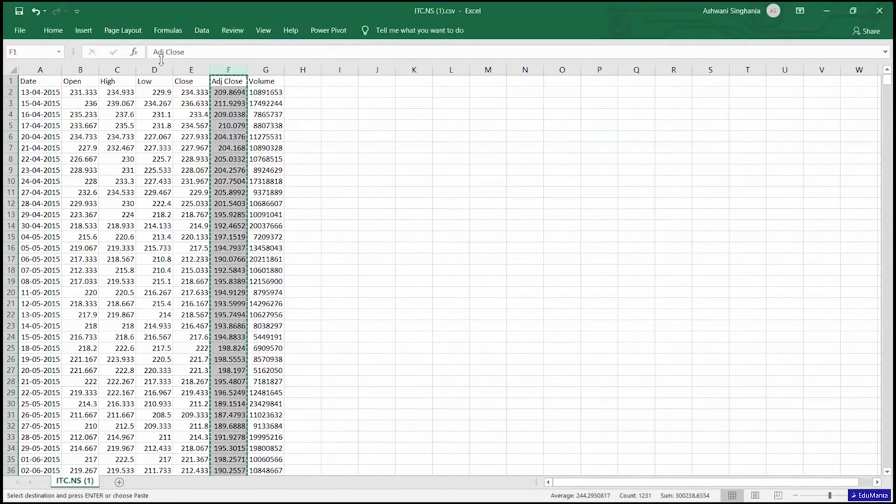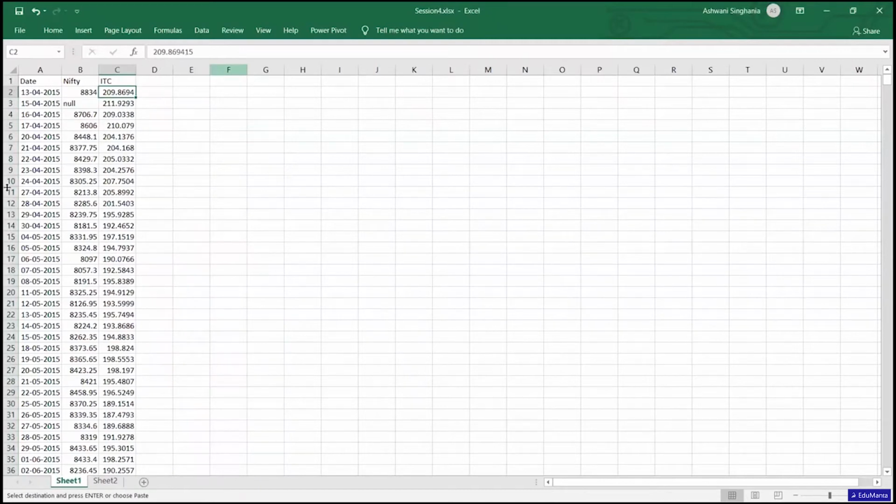I copied this. I've already copied here the ITC price and Nifty. Another is Nifty 50, which represents the market portfolio. Market portfolio means a collection of shares, a lot of shares. But in Nifty 50 there are only 50 shares, but it actually represents the market. If Nifty goes up, we assume that the market is going up. If Nifty goes down, we assume that the market is going down.